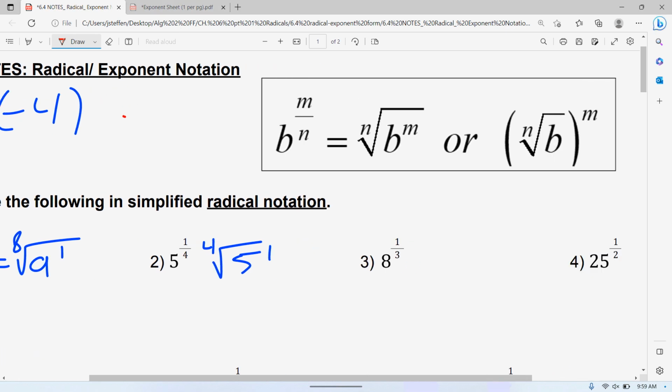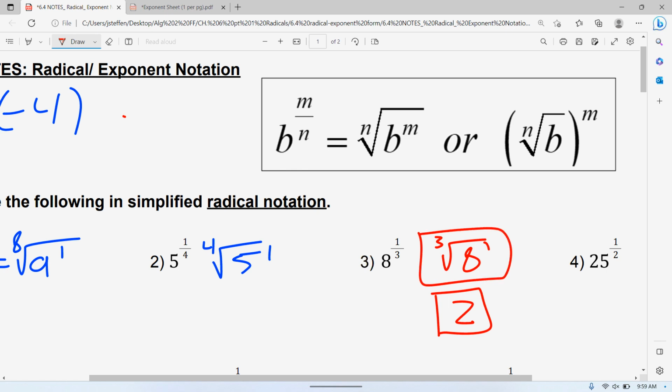Number 3, same thing. We have 8, and the 3 is the denominator, so it's the 3rd root of 8 to the first power. Now, if you want to, you can go ahead and simplify that down and say that that's 2. Personally, that's what I would do. I like it better that way. If you leave it as the 3rd root of 8, I can live with that because I'm asking you to put it in radical notation, and this is radical notation.